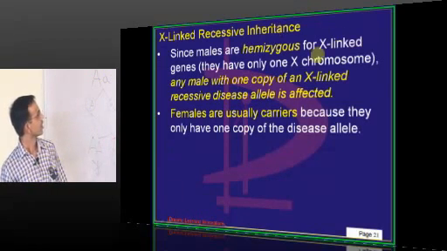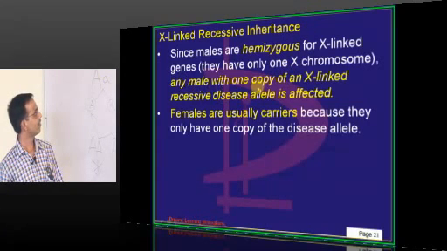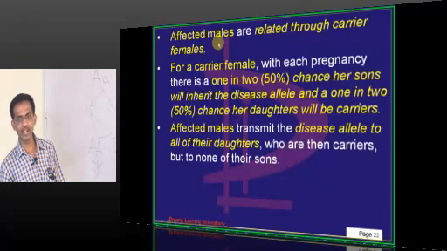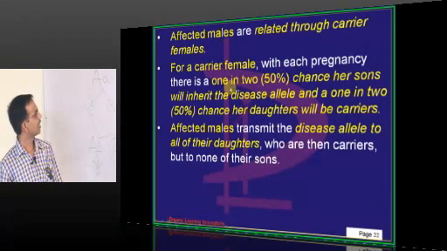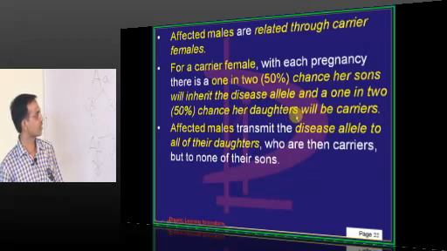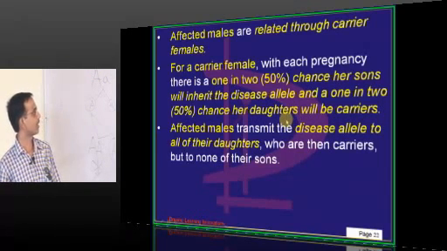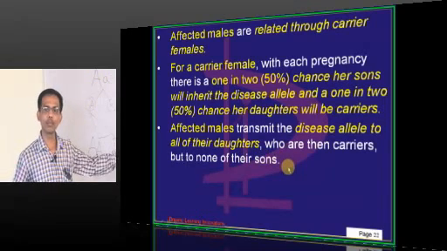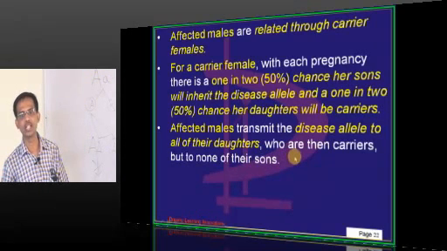They are carriers. Since males are hemizygous, any male with one copy of an X-linked recessive disorder is affected. Females are usually carriers. Affected males are related through their female parent, from the maternal side. For a carrier female, with each pregnancy there is a 1 in 2, 50% chance that her sons will inherit the diseased allele, and a 1 in 2, 50% chance that her daughters will be carriers. Affected males are going to transmit the diseased allele to all of their daughters, who are then carriers. But the problem here is affected males. They are affected with an X-linked recessive disorder.